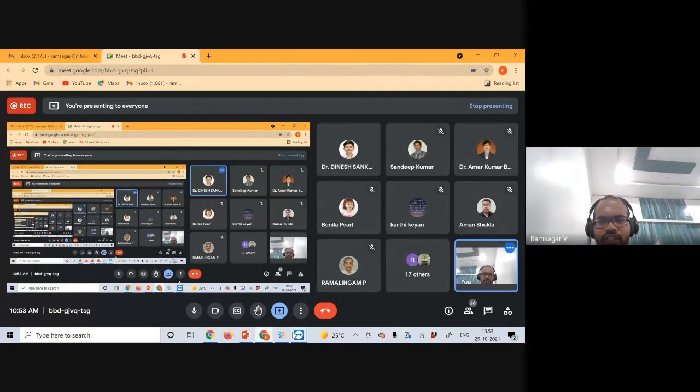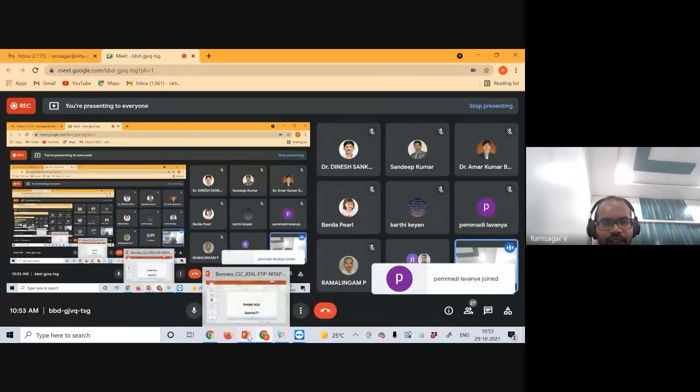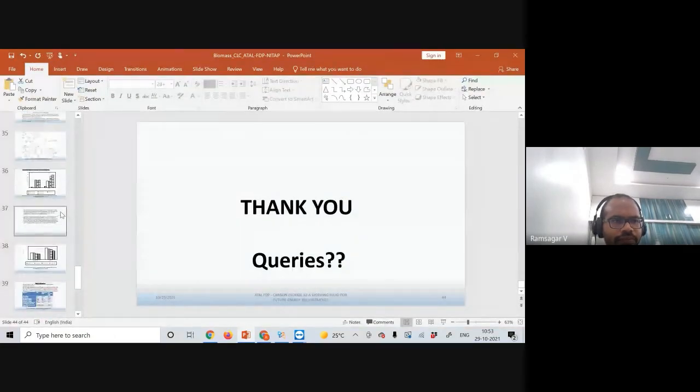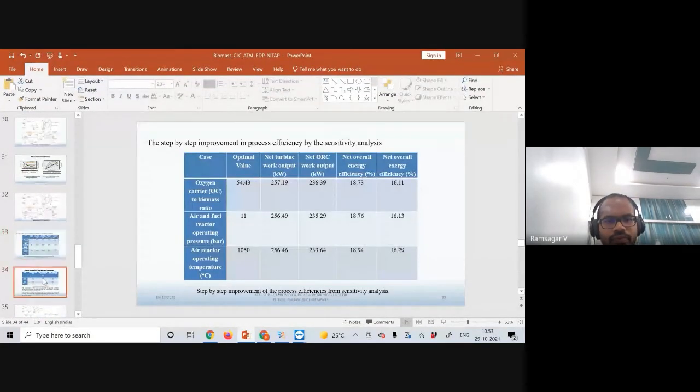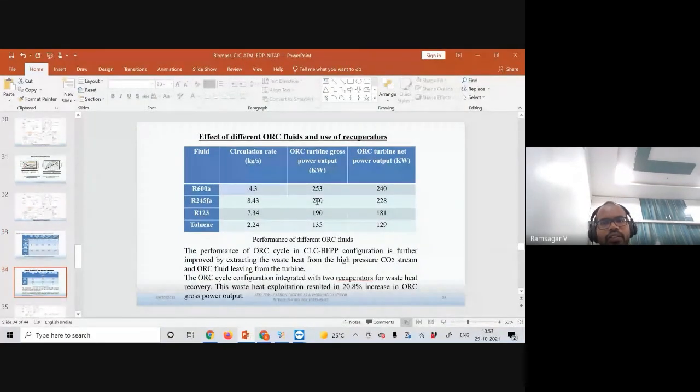So what I heard is, in my simulation, R245fa is the best suitable fluid. But this study is meant to see how the performance changes with different categories of ORC fluids. ORC fluids are broadly classified into three categories: high temperature, low temperature, and medium temperature fluids. Obviously, when you use a high temperature fluid, you will get high power output because the exergy quality of energy utilized will be more.